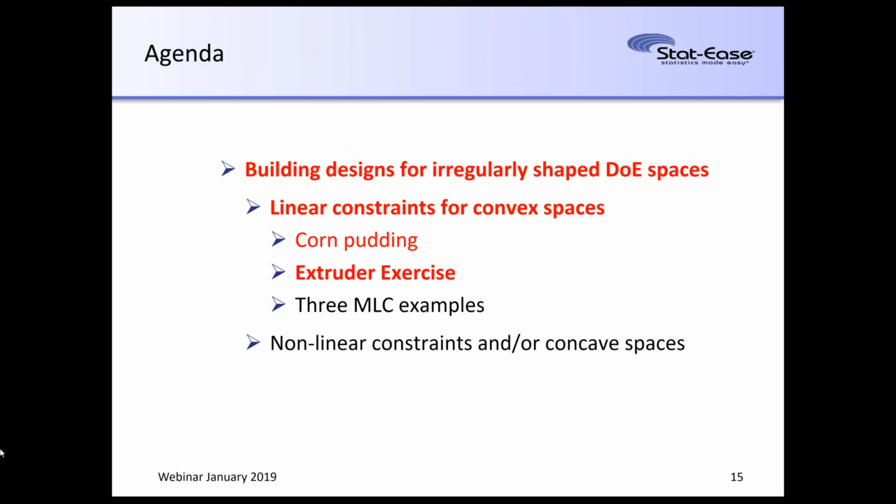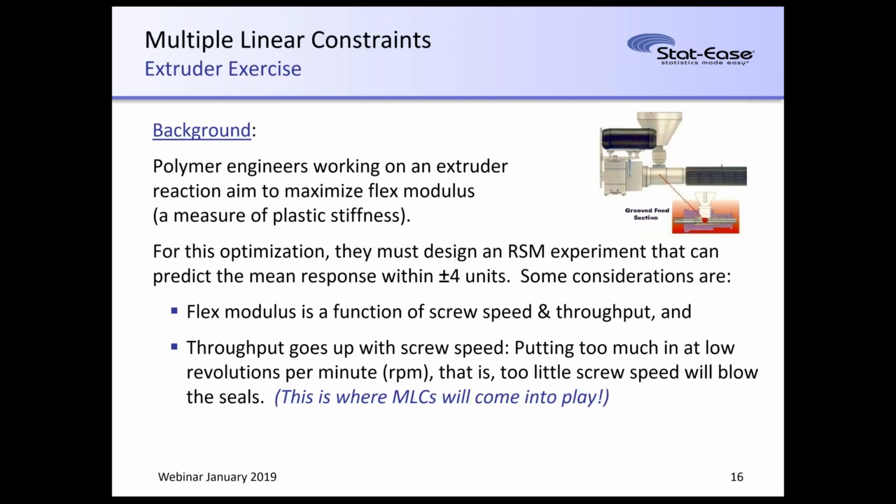So let's apply this to an industrial example. We're going to look at an exercise where we're going to study an extruder. In this case, we have engineers that are working on an extruder, and they're trying to find conditions that maximize the flex modulus of the material we're extruding. The conditions you extrude under add work to the material, and that's going to affect the flex modulus, or the stiffness of the material. And we want to find the right combination of screw speed and throughput to get the flex modulus we'd like.